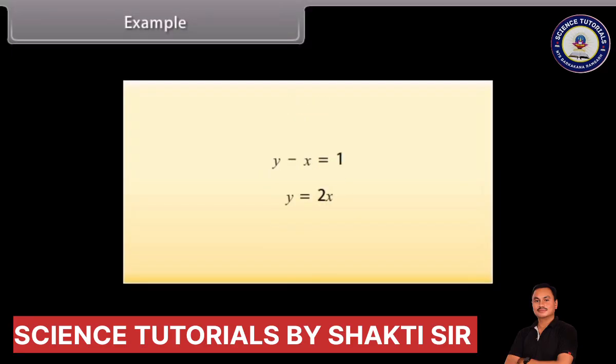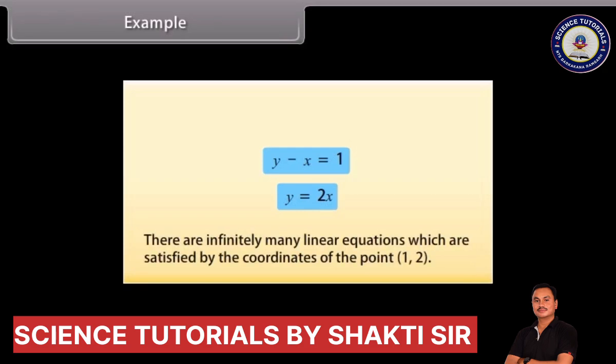Other examples are y - x = 1, y = 2x. In fact, there are infinitely many linear equations which are satisfied by the coordinates of the point (1, 2).